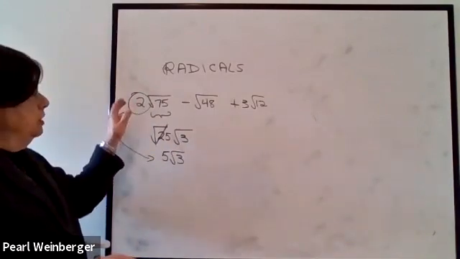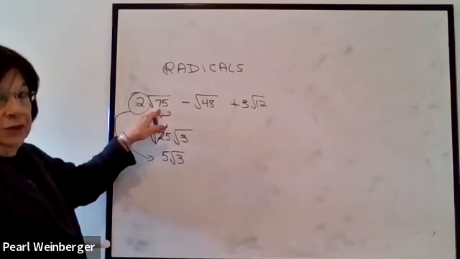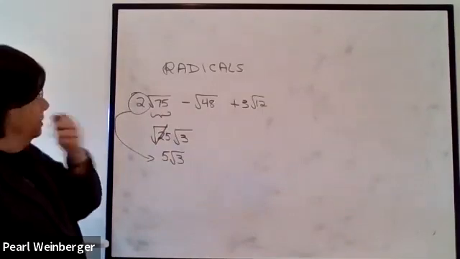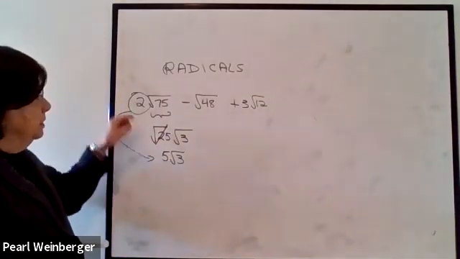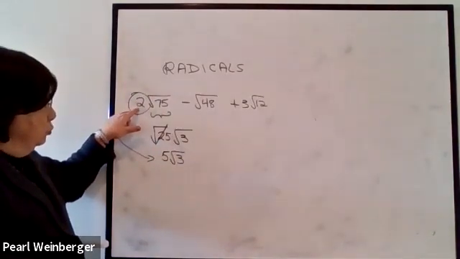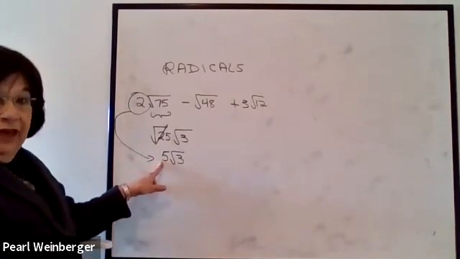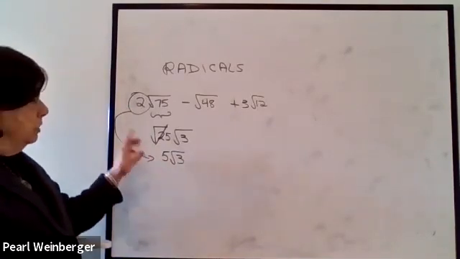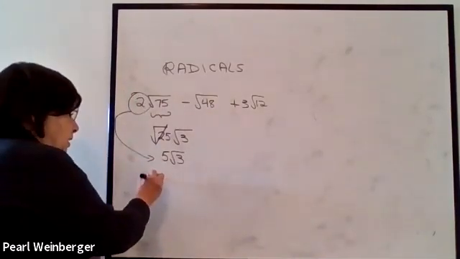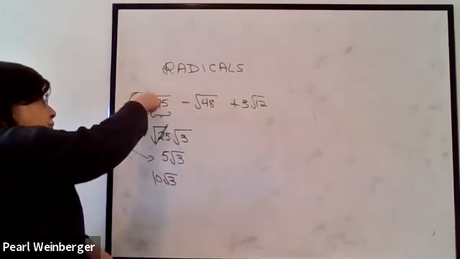Rule: you can never take a number that's outside a radical and multiply it with something that's inside a radical. The only way you can multiply is when you have outsides by outsides and insides by insides. Now, this 2, which is outside the radical, can be multiplied by this 5 that is also outside the radical. I couldn't multiply it before, but now I can. 2 times 5 will give me 10, and this gives me 10 radical 3 as a simplification for 2 radical 75.